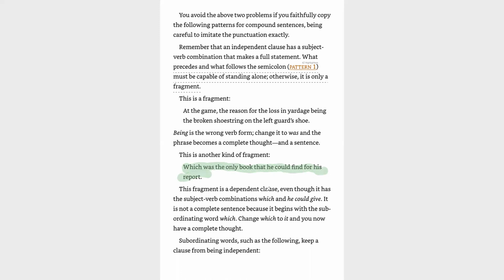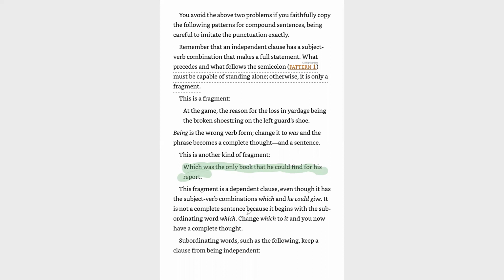This fragment is a dependent clause, even though it has the subject-verb combinations, which and he could give. It is not a complete sentence because it begins with the subordinating word which. Change which to it, and you now have a complete thought. Okay, so it was the only book that he could find for his report.